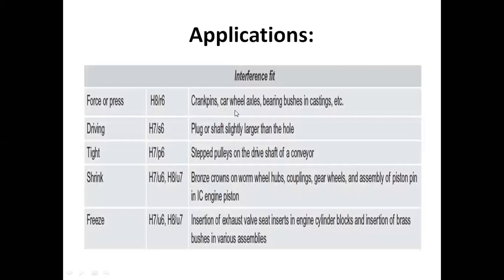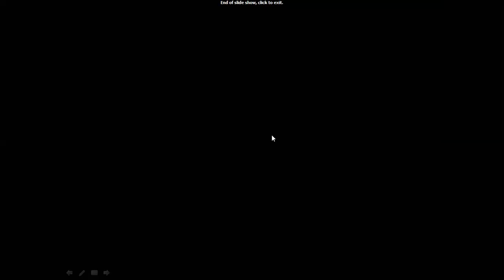And where are these going to be used? Some I have listed. The application of this H8 hole and R6 shaft: these are the bearing bushes in casting, car wheel axles. These are where you are going to use this hole and shaft. Understood? So this is about the theory part.